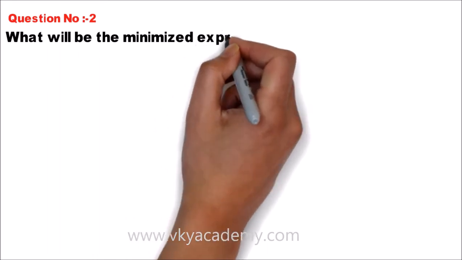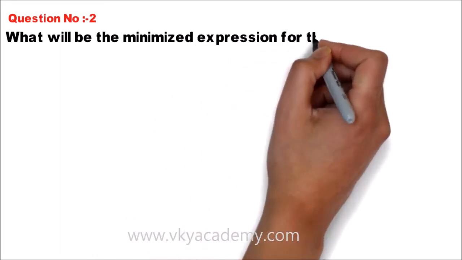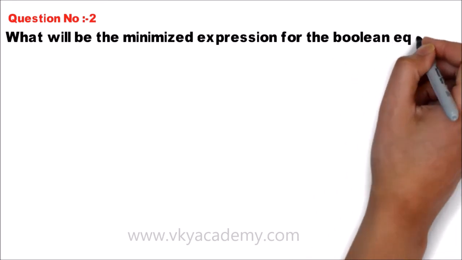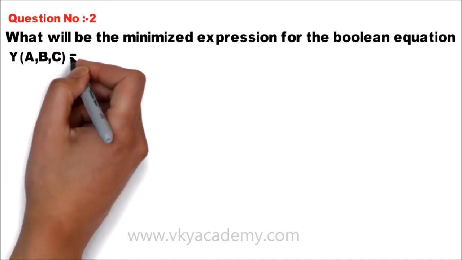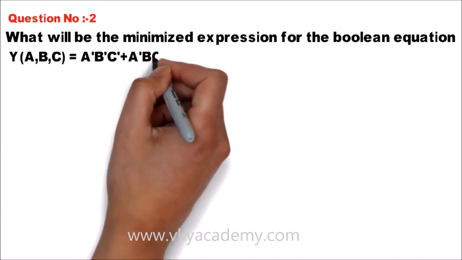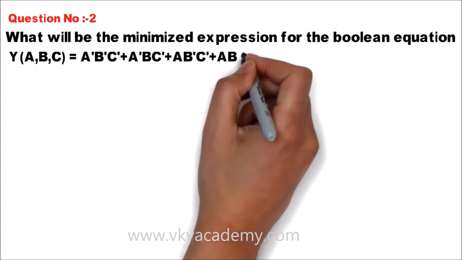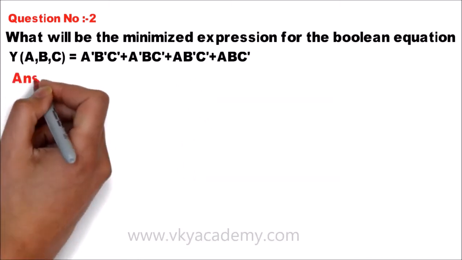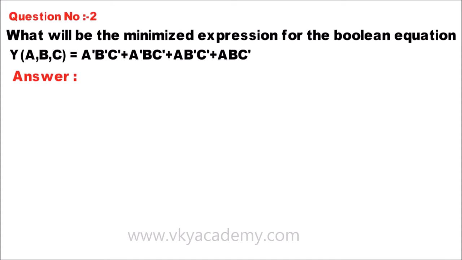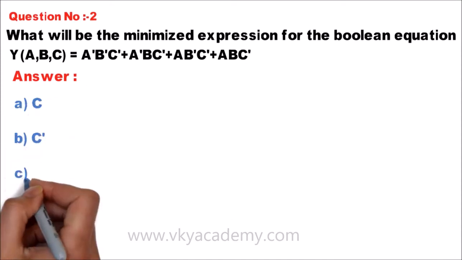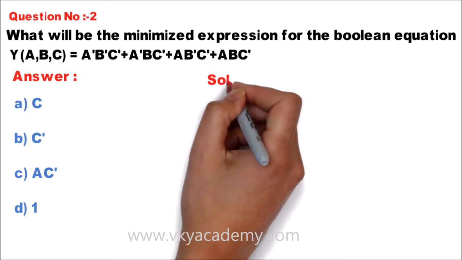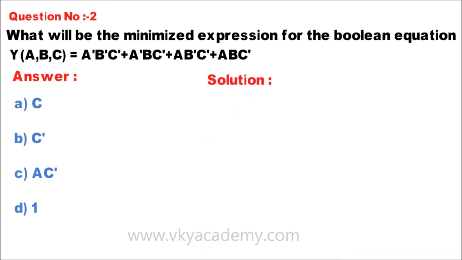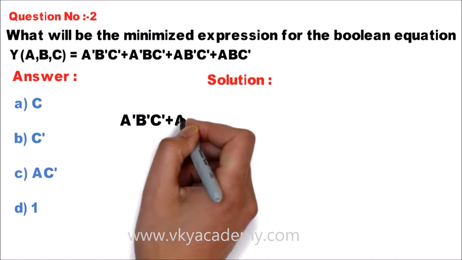What will be the minimized expression for the Boolean function y of a, b, c is equal to a bar b bar c bar plus a bar b c bar plus a b bar c bar plus a b c bar. And the options are c, c complement, a, c complement, 1. Now let us see the solution. Write down the statement.